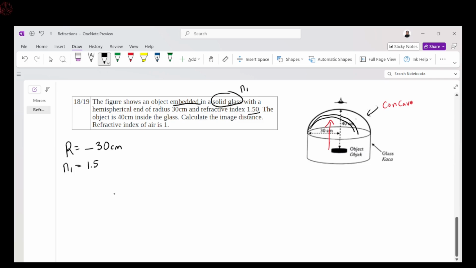The object is 40 centimeters inside the glass. So that means my u is going to be positive 40. And of course the refractive index of air is 1. Because the object is in glass and not in air, I will have n2 to be 1.